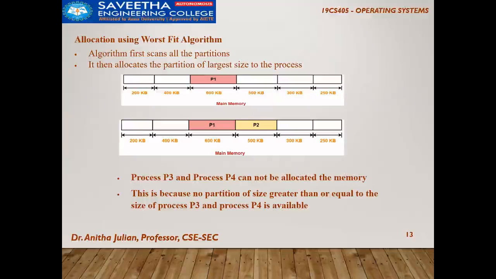Okay, so this is how you have to work out and show if a problem like this is given, or even for the 13 marks if the question is asked. You take an example like this and it will be easier for you to explain the algorithm. You have to explain the purpose of the algorithm. So the algorithm first scans all partitions, it allocates the partition to the largest size of the process. Like that you have to write the definition for the algorithm, then you can show it in an example and explain whether it has worked or not.